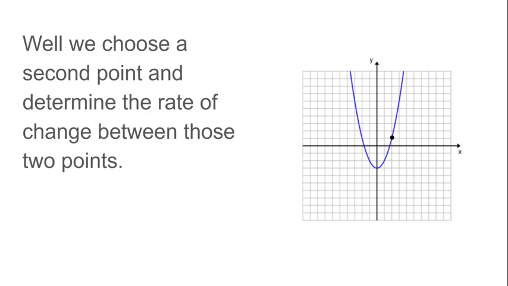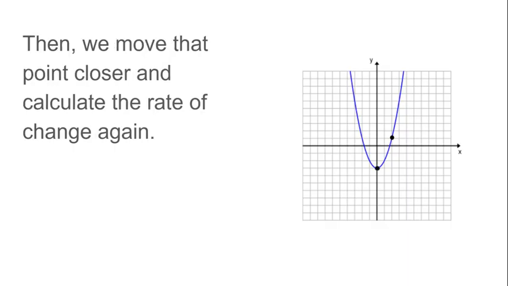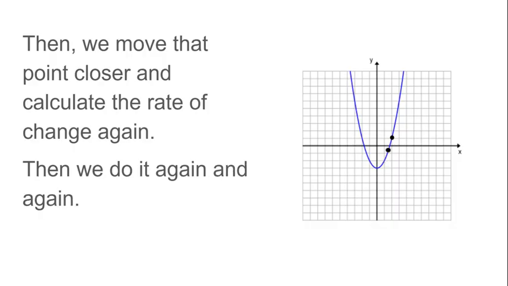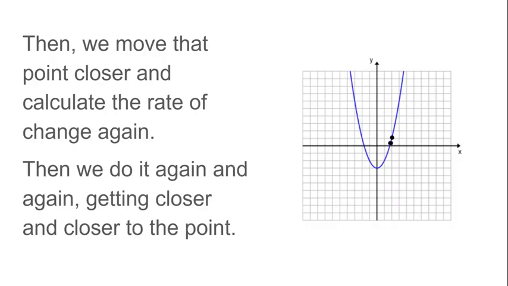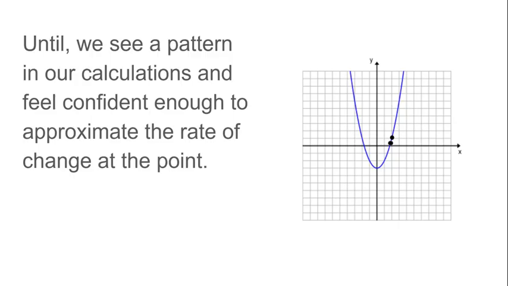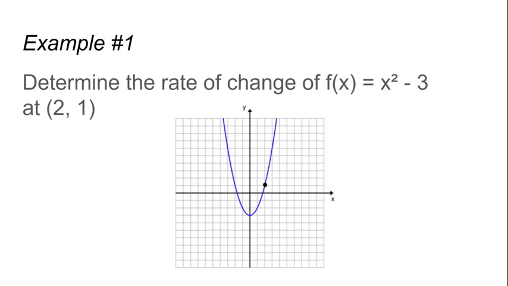Well, we choose a second point and determine the rate of change between those 2 points. So for instance, here I have a second point, and I'm going to move that point closer and closer and closer, finding the rate of change again and again and again until we get closer and closer, as close as we can to that point. And hopefully we're going to see a pattern in our calculations that makes us feel confident enough to approximate the rate of change at that point.